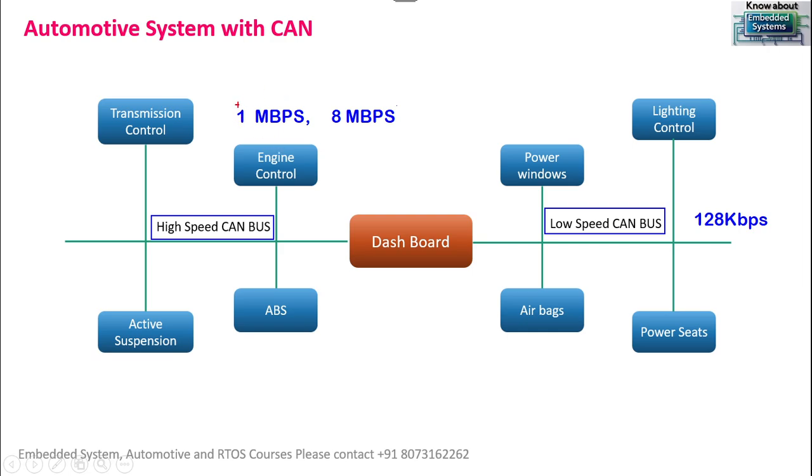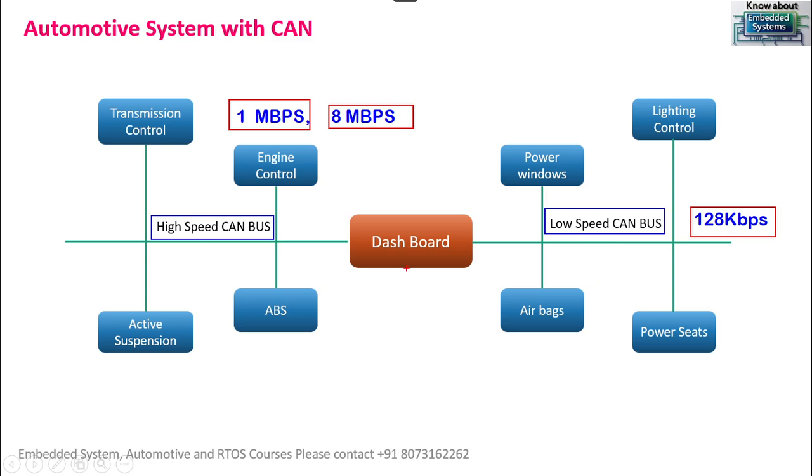As I told you, this is a very high speed. This is called CAN FD. We will use CAN FD up to 8 Mbps, then standard CAN up to 1 Mbps, and low speed CAN up to 128 kbps. So this is a big advantage. You can connect your ECUs either on a high speed communication bus or on a low speed communication bus.